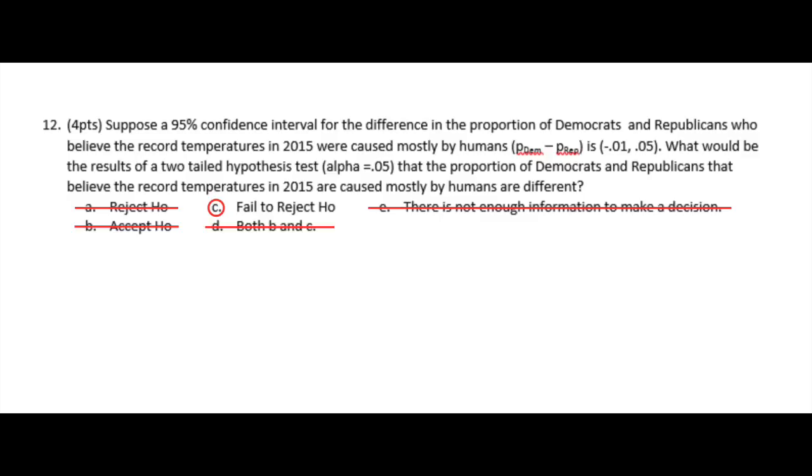By having 0 in our confidence interval, it shows that there is a chance when we subtract the proportion of Democrats minus the proportion of Republicans that we get 0. Also suggesting that there is 0 difference between these proportions.